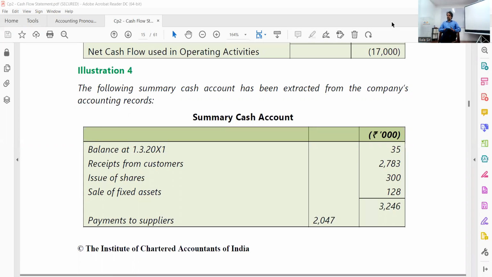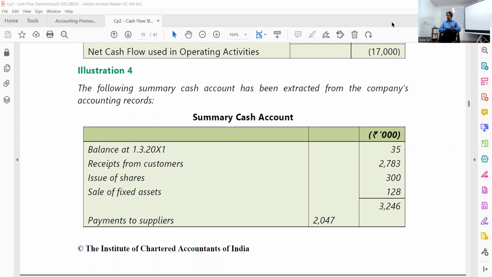Illustration 4. The following summary cash account has been extracted from the company's accounting records. They have given a cash account. It is not in a T shape with debit and credit, just a list of items. Summary. They have given all the receipts and all the payments.